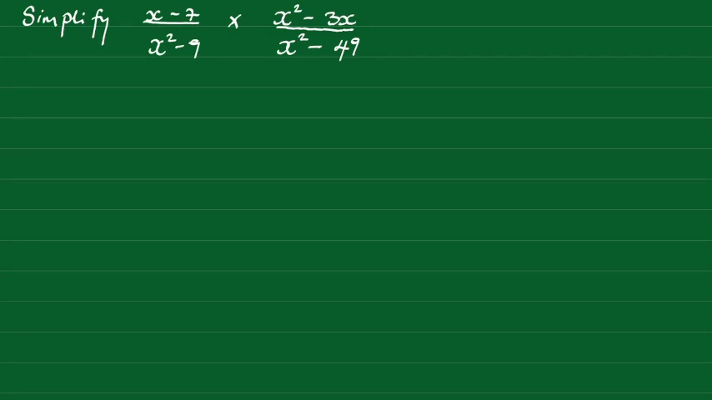Alright guys, welcome. Today we have a question from JAMB 1983, question 15, where we are asked to simplify (x minus 7) divided by (x squared minus 9) times (x squared minus 3x) divided by (x squared minus 49). Now, to solve this question, we quickly write solution.